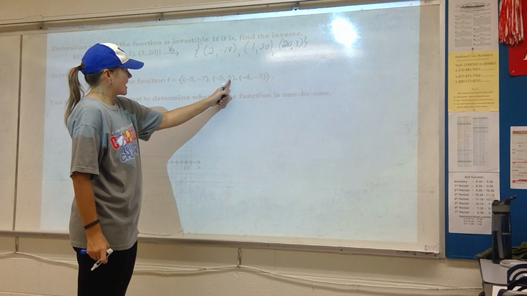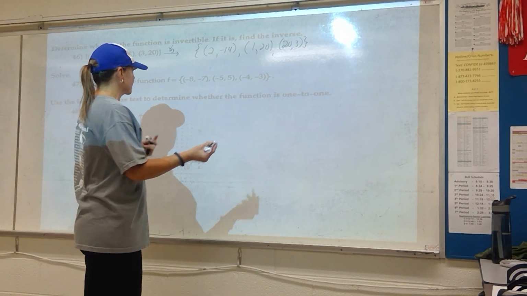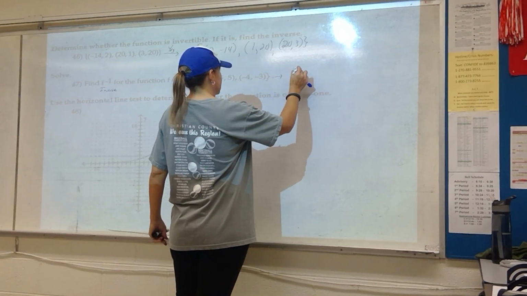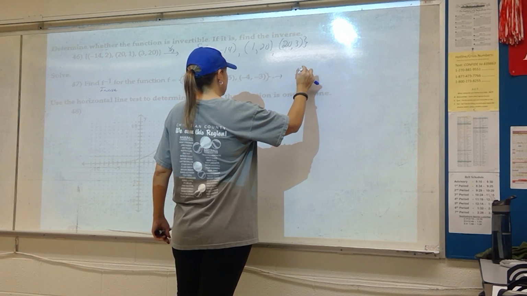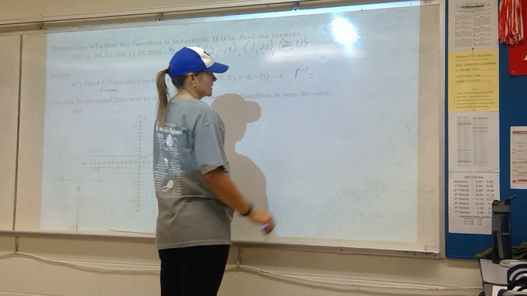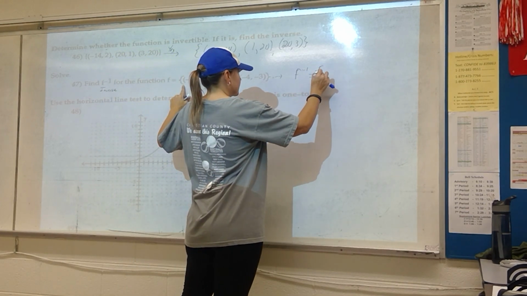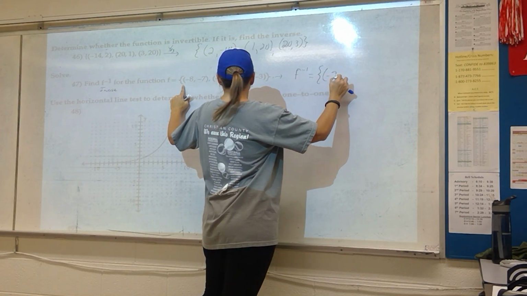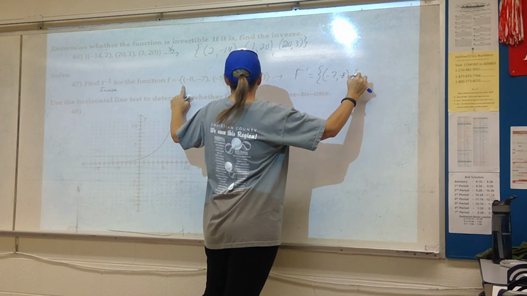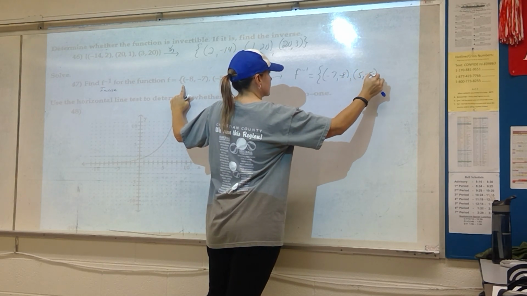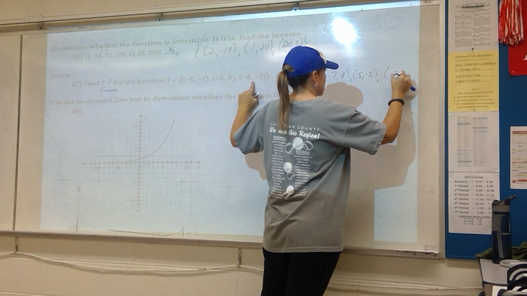Okay? All the y's occur once, so this does have an inverse, and all you're going to do is flip all the ordered pairs again. So you might want to label it f to the -1, because that stands for inverse. And then you're set, you're just going to switch x's and y's. Switch your x and your y.